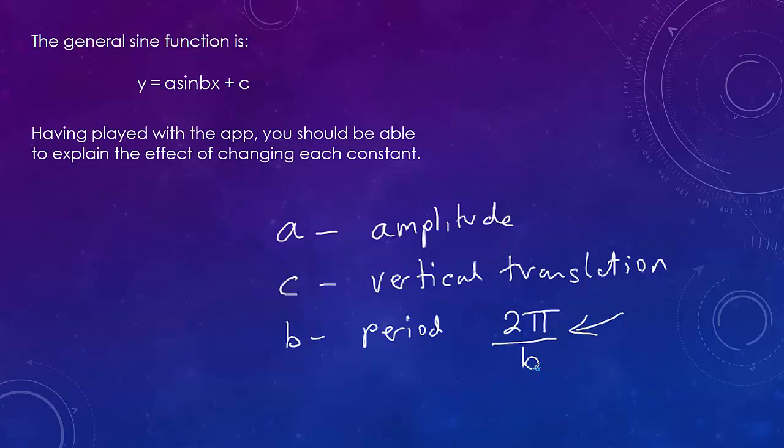And actually, strictly speaking, it's modulus b, because if you make b a negative value, that has no different impact on the period. So if you had that b was negative 2, the period would come down to just pi. So more correctly, we should say it's 2 pi divided by mod b.